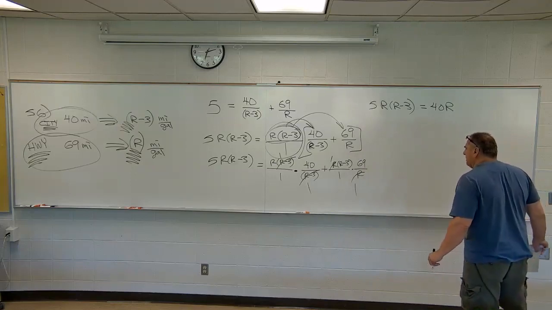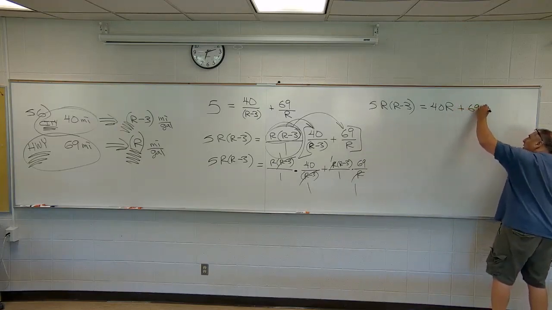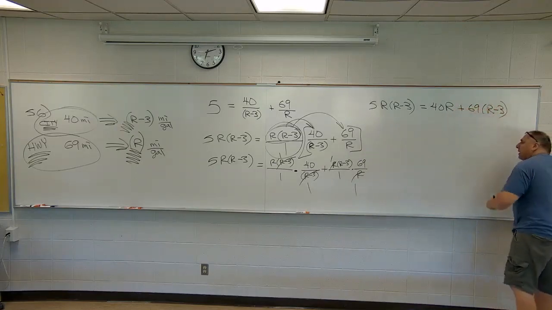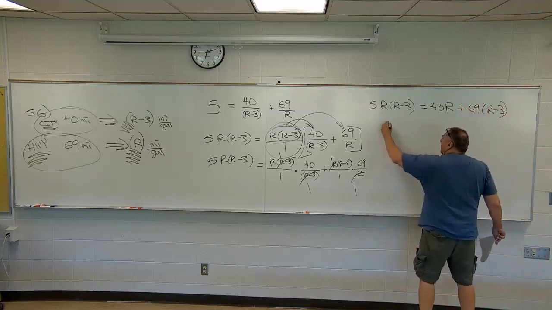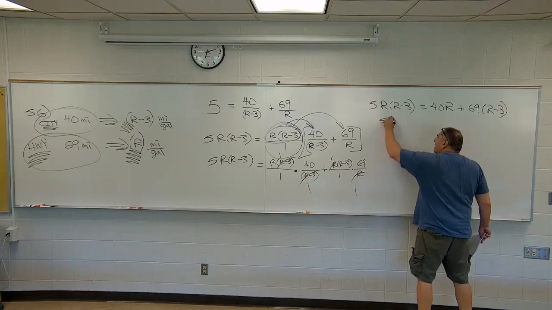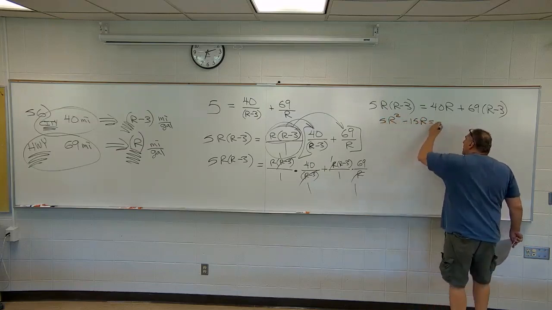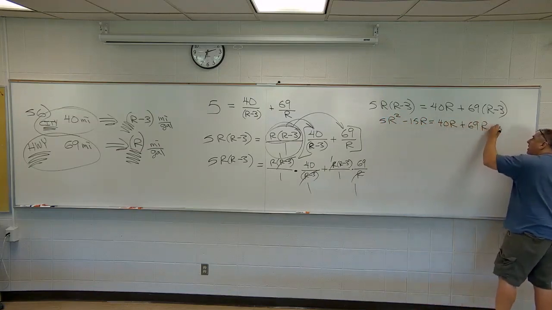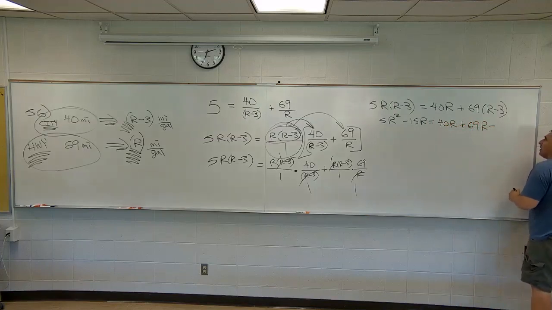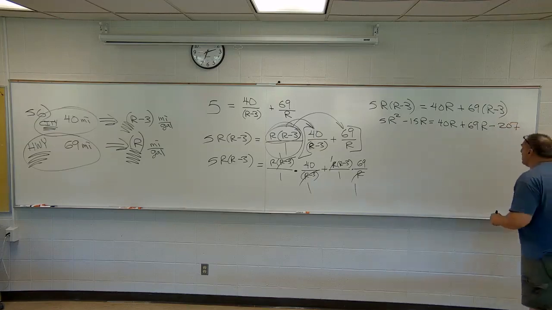40 times R and 69 times R minus 3. Ones are on the bottom, so that doesn't do anything. See what we got here. 5R squared minus 15R, 40R, 69R, minus 207. What do we got?